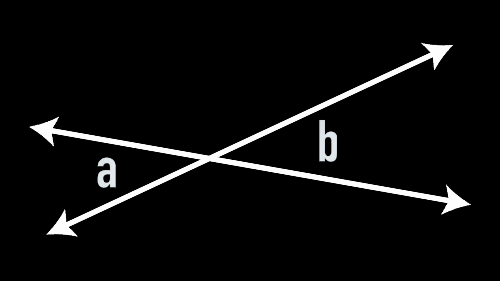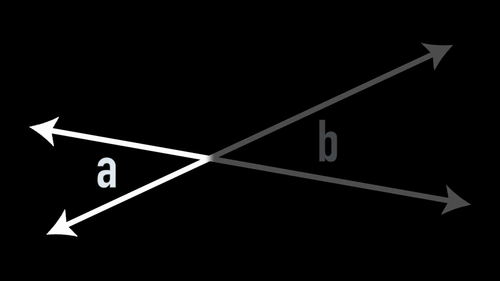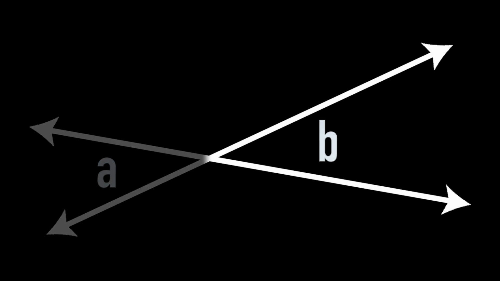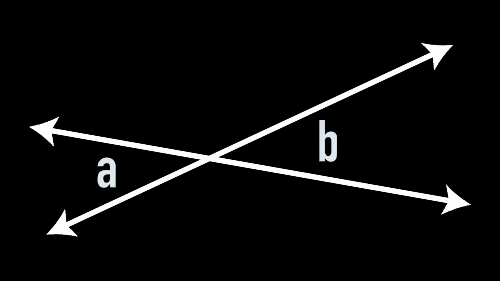But now, instead of looking at angles that are on the same side of one of the lines, I want you to consider the angles that are on opposite sides of both lines. This angle, angle A, is on the opposite side of this angle, angle B. If these lines are indeed straight, then angle A will be exactly the same measurement as angle B. If A is 30 degrees, B will also be 30 degrees. This makes them alternate angles. Alternate angles are on opposite sides of intersecting lines, but have the same measurement.